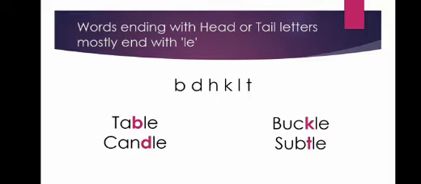Look at the letters B, D, H, K, L, T. These are all called head letters. Words like table, B is a head letter, candle, D is a head letter, buckle, K is a head letter, and subtle, T is a head letter. In all these cases, head letters are all followed by LE. Hence, a word that has a head letter is usually followed by LE.